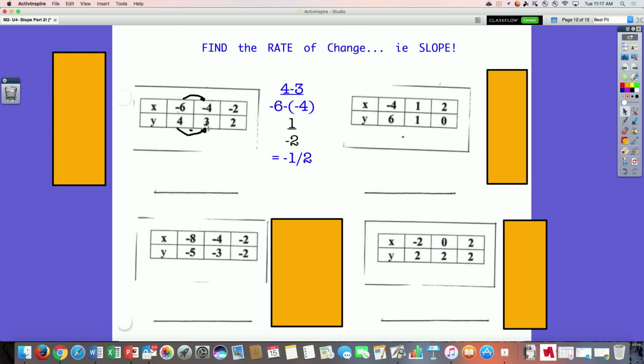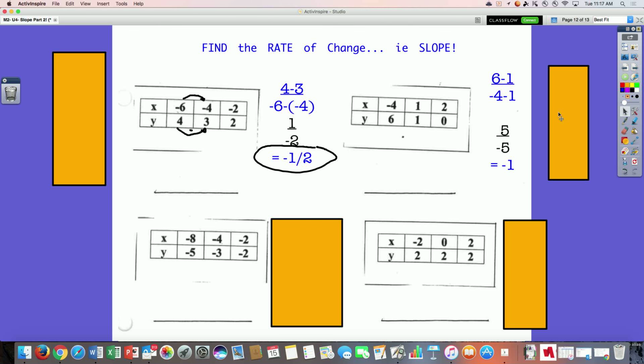4 minus 3. Negative 6 minus negative 4. I reduce that. Negative 6 plus 4 is negative 2. My fraction is negative 1/2. Good job. Same with this one. I got 6 minus 1 over negative 4 minus 1. 6 minus 1 is 5. Negative 4 minus 1 is negative 5. My answer is negative 1.